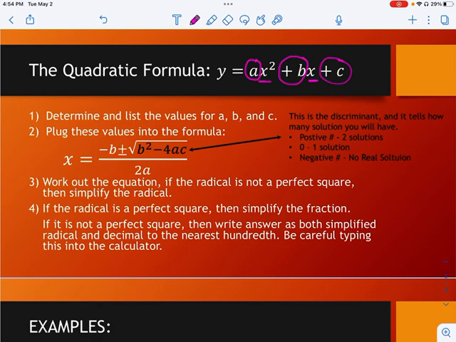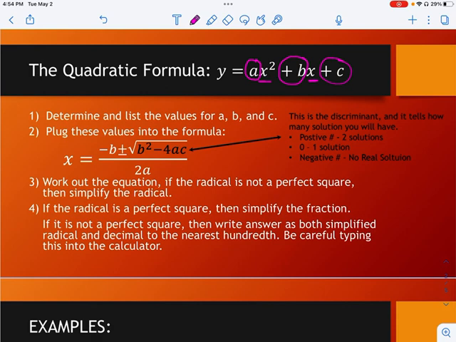Now, there is a song to help you memorize that. It goes to the tune of Pop Goes the Weasel. I'm going to sing it through once for you so you can hear it. If you practice that song a couple times, you will easily have this formula memorized. The song goes like this.